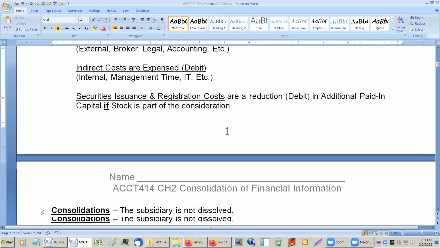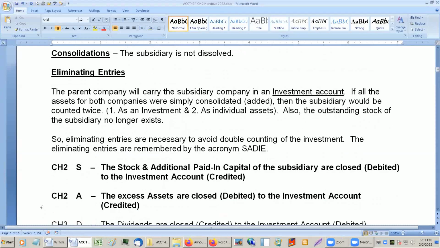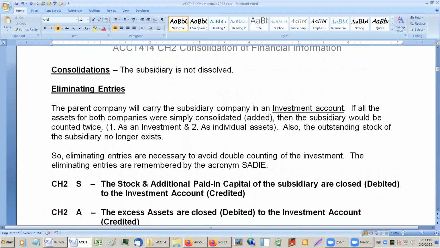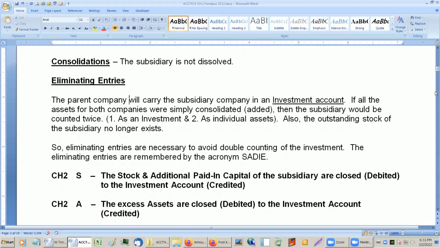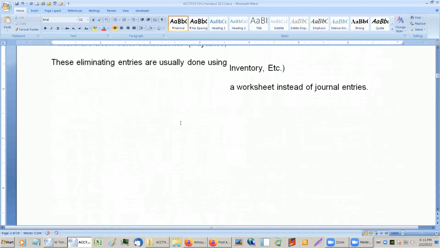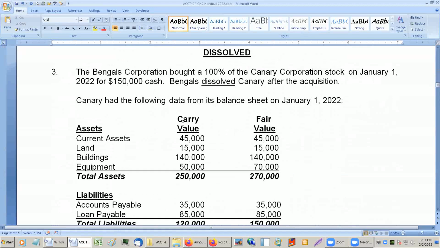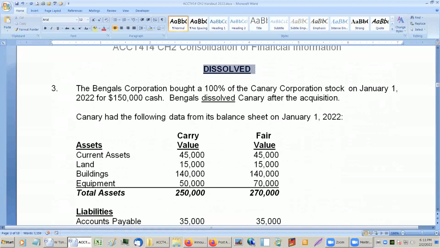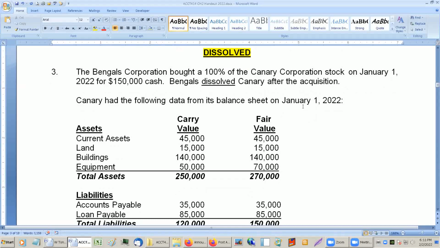All right. Well, let's see here. Consolidations. I'm going to hold off on this one. We're not going to get to this one until problem 7 and 8. Let's just jump right into the problems here. Okay, so this first one, page 3, problem 3. This is when we dissolve the other company.